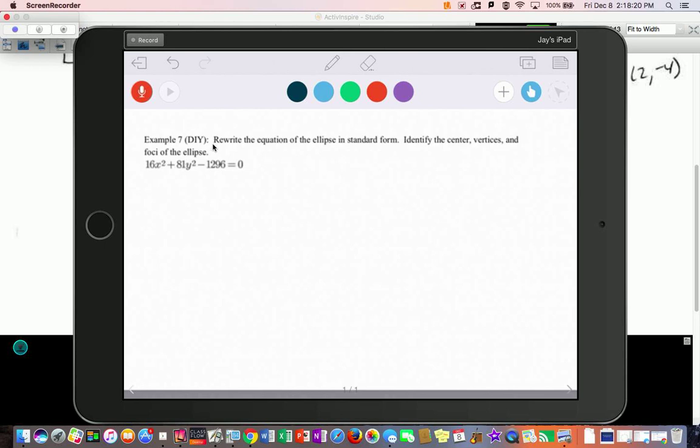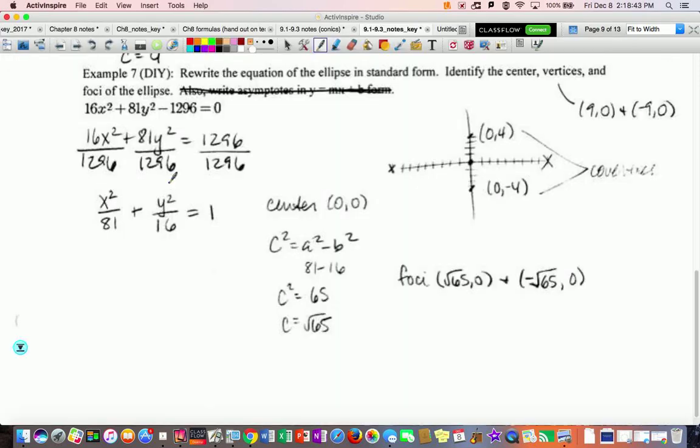All right, as a DIY, rewrite this ellipse in standard form and identify all the information again. Pause the video now. So here's your standard form. If you would have done this, you would have moved the 1296 to the right. You always want the ellipse set equal to 1, so you have to divide by 1296 each term. If you put this in your calculator, you get 1 over 81. Then you'll get 1 over 16.